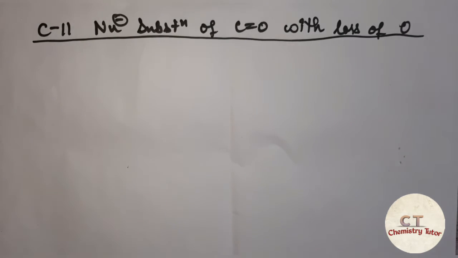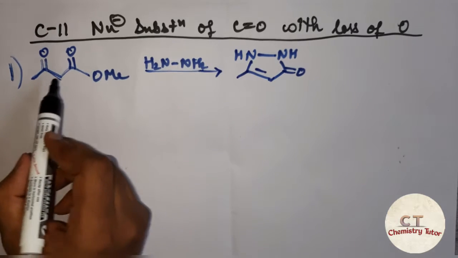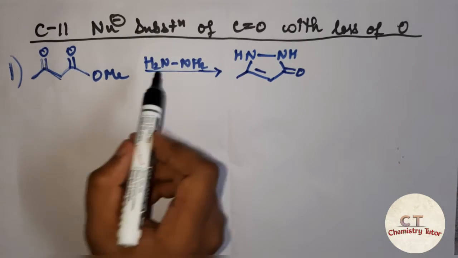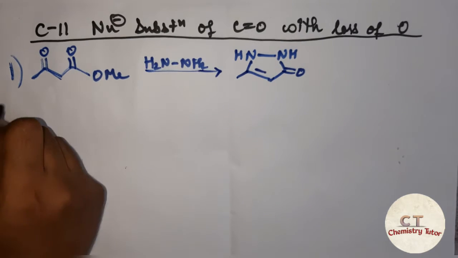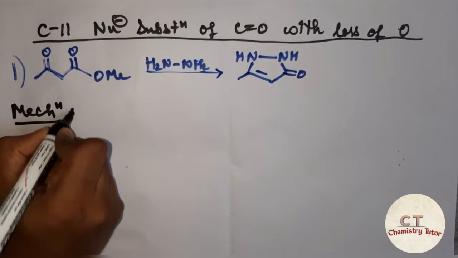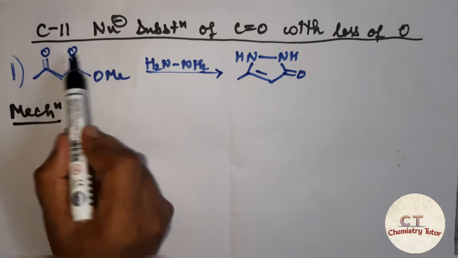Okay, so the first problem is this one. There is an ester group and there is a ketone group. On reaction with hydrogen, this product is going to form. Now let's see the mechanism behind this. Firstly, we know that aldehyde and ketones are more reactive as compared to the ester group.